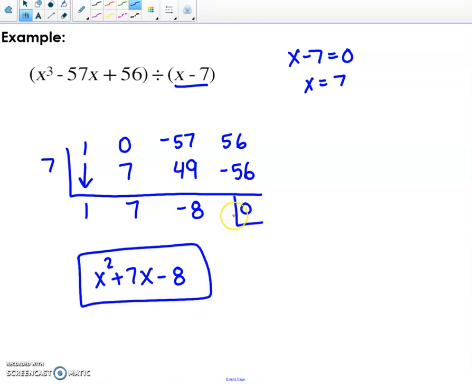And if there was a remainder, we would write the remainder like we did before, where if it's a positive or negative number, we would put plus or minus depending on it. This number would be the numerator, and then our divisor would be the denominator.